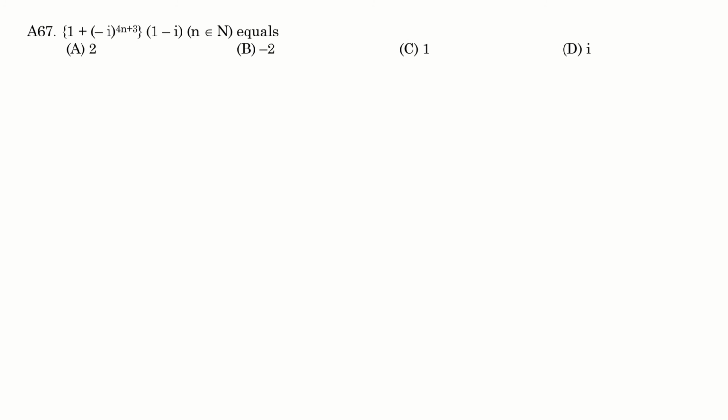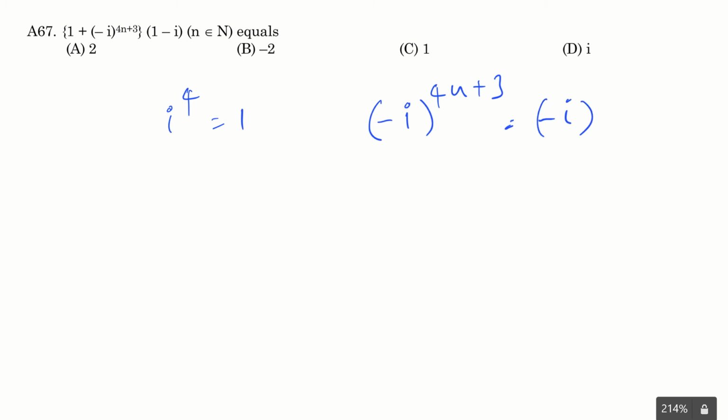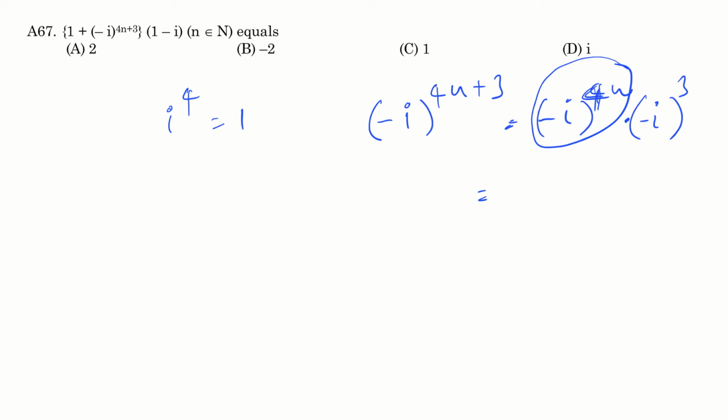Now we know that i power 4 is equal to 1. So (minus i) whole power 4n plus 3 is nothing but (minus i) whole power 4n into (minus i) whole cube. So this is power 4, therefore this part will be 1. Minus i cube is minus i square into i, that will be i.